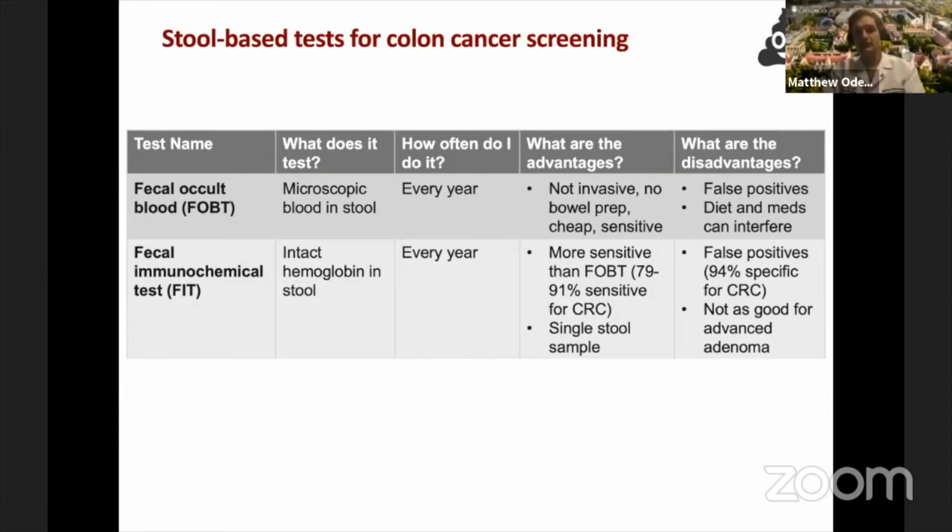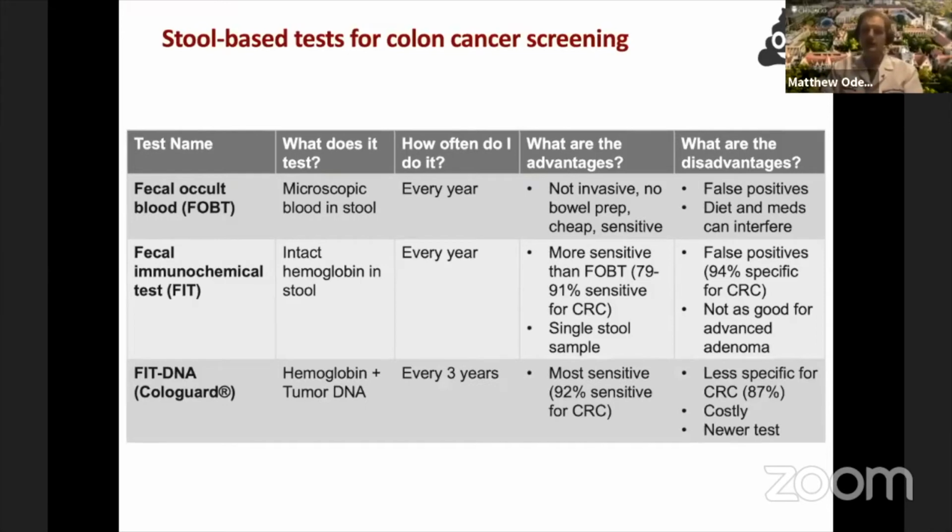And just like FOBT, there can be false positives, but for colon cancer itself, it's about 94% specific. So if there's a positive result, it really needs to be taken seriously. The one caveat, though, is that, as we mentioned earlier, we really want to use these tests to find early polyps so that we can take them out early and prevent them from becoming colon cancer. And these aren't quite as good at detecting advanced adenomas or much smaller polyps before they grow and become colon cancer. So that's one caveat to this test.